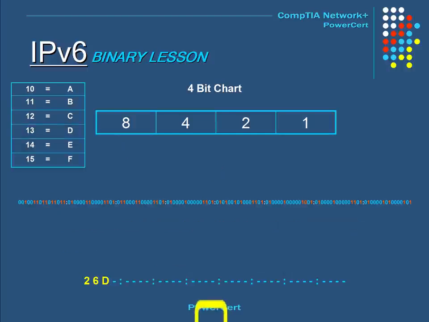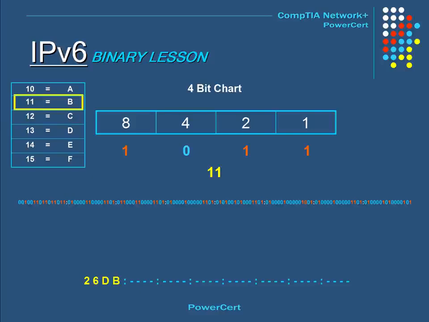So in our last example, let's do the 4th set of bits. And if we add those up, we get 11. So we have a double-digit character again, which means that we have to convert it to a single character alphabet. So if we look at our chart up here, 11 converts to a B. So the first 16 bits of this binary IP version 6 address converts to the hexadecimal address as 26DB.